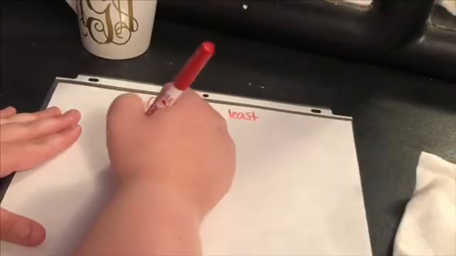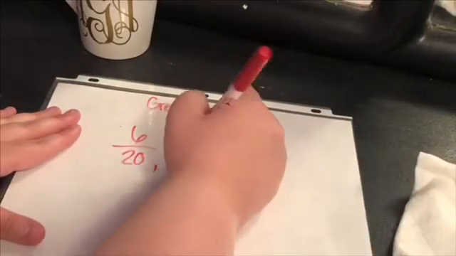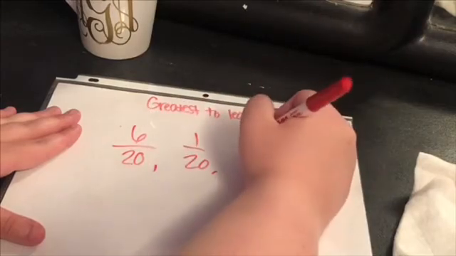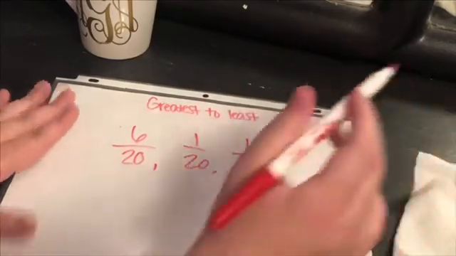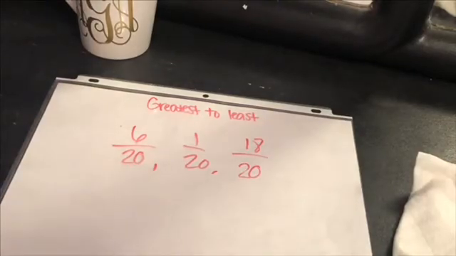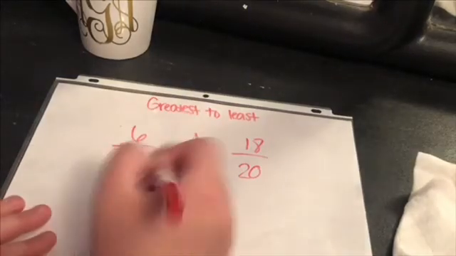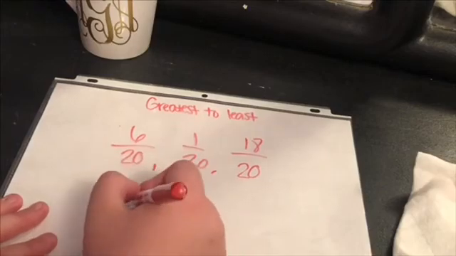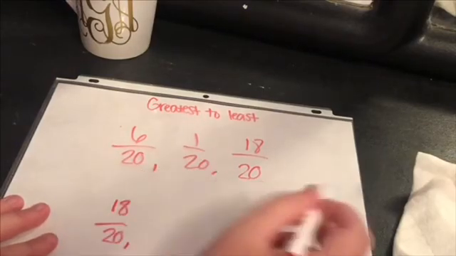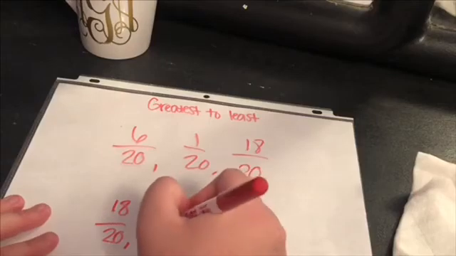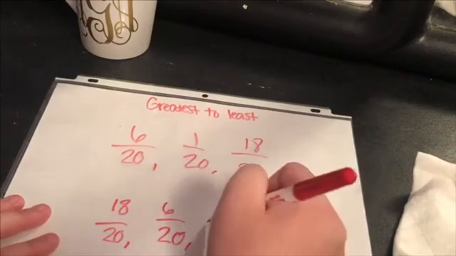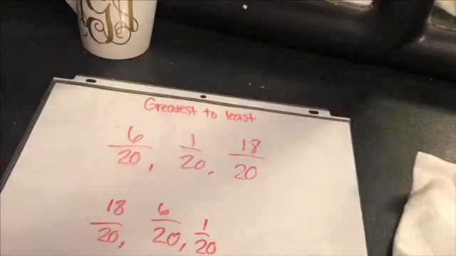Alright, one last example. 6/20, 1/20, and 18/20. So in order from greatest to least, our denominators are alike. So we're going to put our greatest numerator first, which would be 18. So 18/20, then 6/20, and then 1/20. And that is the correct order of these three fractions from greatest to least.